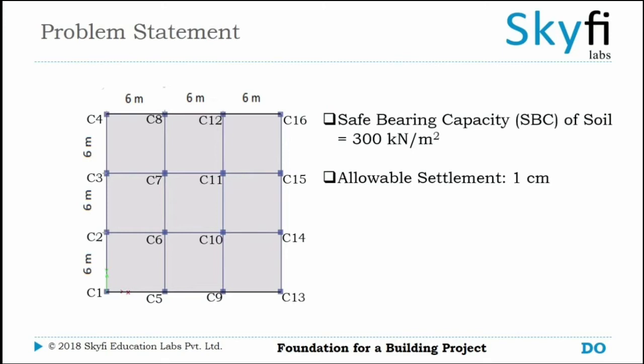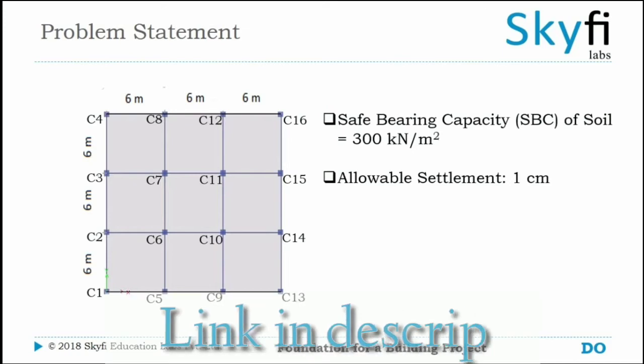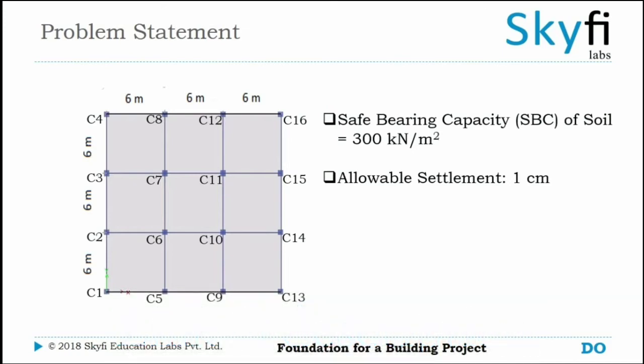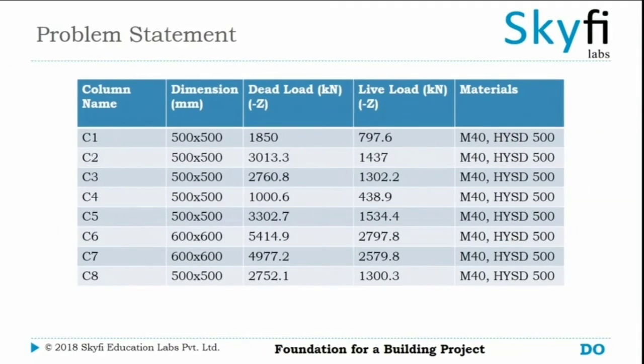As obtained from the data of tall building designed in ETABS software, the columns are named C1, C2, C3 and so on up to C16 as shown in the figure. We have to consider a safe bearing capacity of 300 kN per meter square and an allowable settlement of 1 cm. The data obtained from the building project in ETABS is displayed in the table.